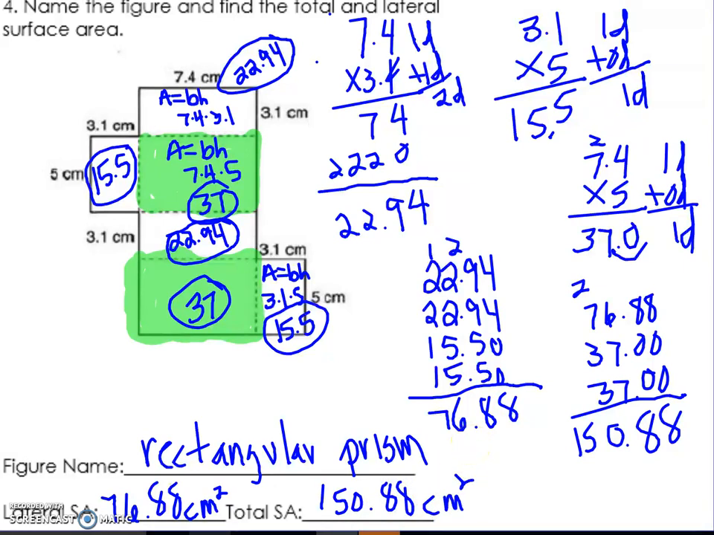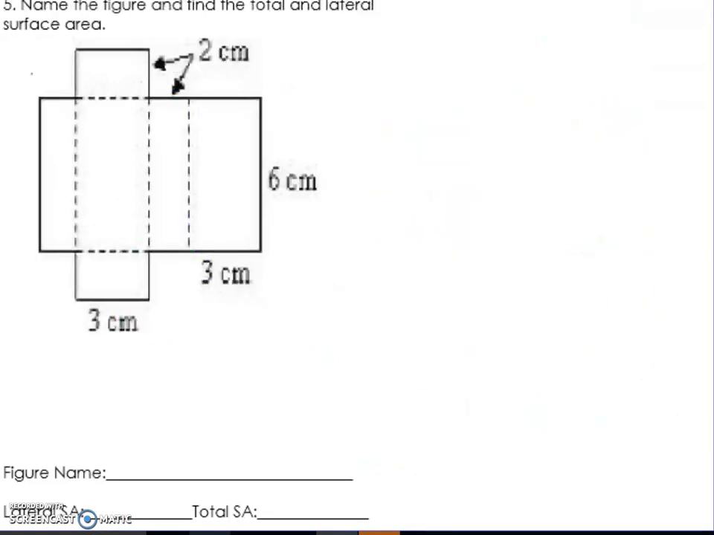Alright, flip it to the back side. Okay, so we're going to call the bases first. This is a base, and this is the base. Okay, the bases are rectangles, and this is a prism. So we're going to name it a rectangular prism.